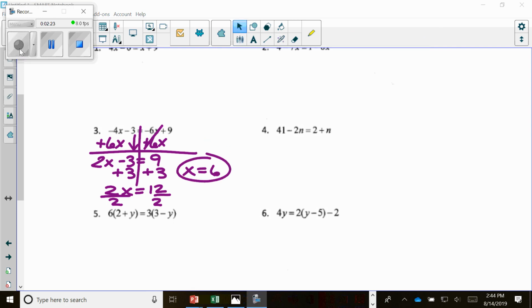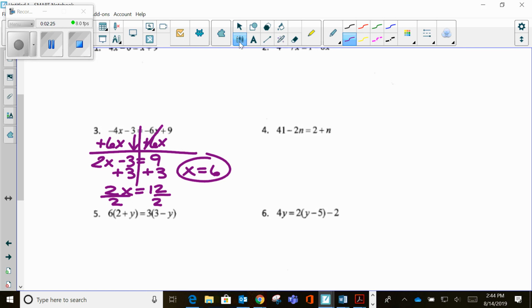The next problem that we are going to do is number 4. It says 41 minus 2n equals 2 plus n. So I'm going to follow those 5 questions. First, ask yourself if you have distributive property. No parentheses in this problem, no distributive property. Second question is, do you need to combine like terms?